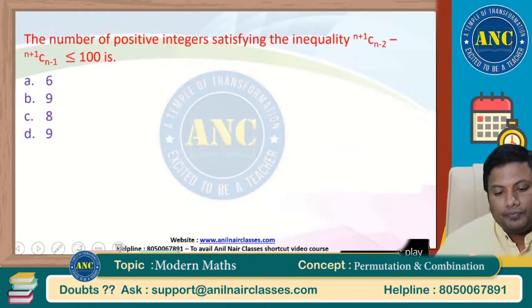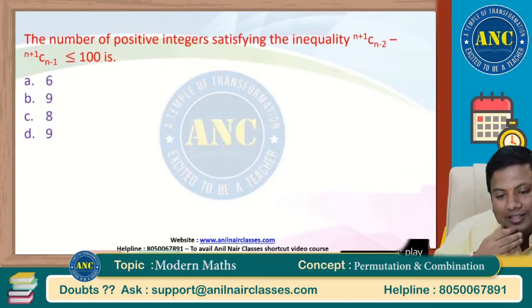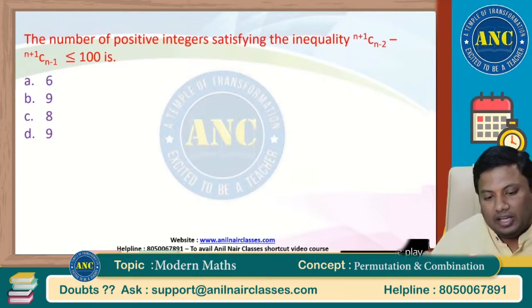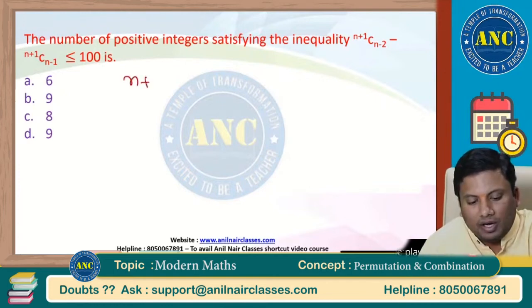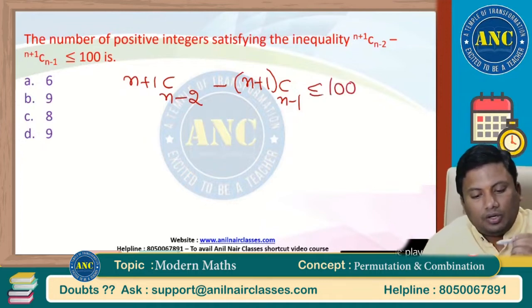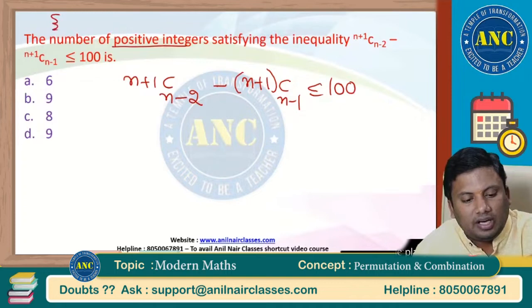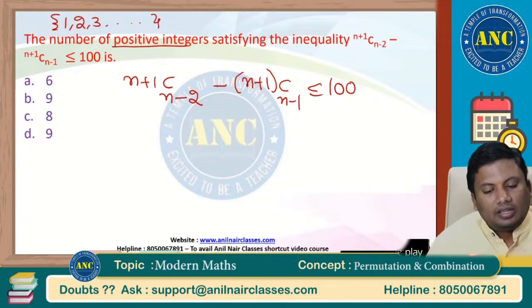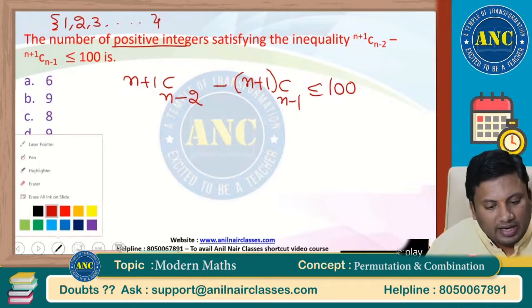Next one. The number of positive integers satisfying the inequality n plus 1 C n minus 2 minus n plus 1 C n minus 1 is less than or equal to 100. Positive integers means it will start with 1. The best way to solve is by using the answer options.